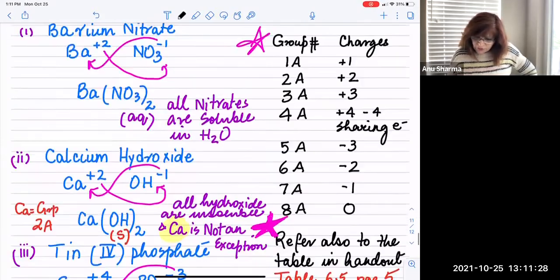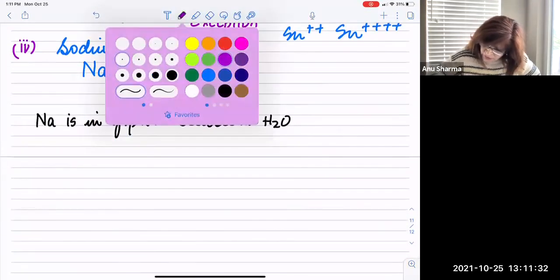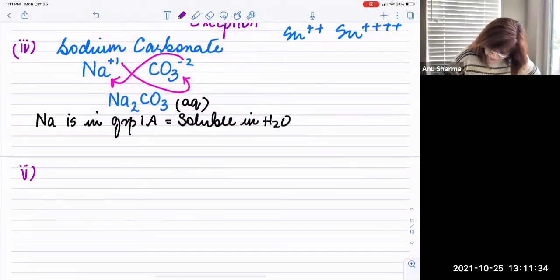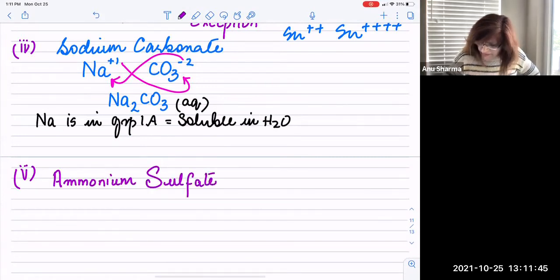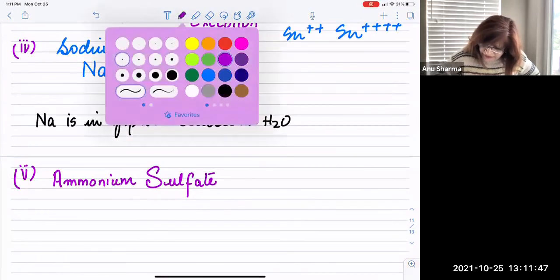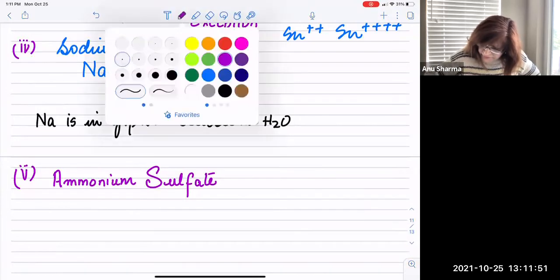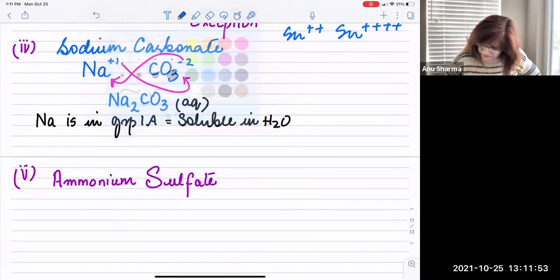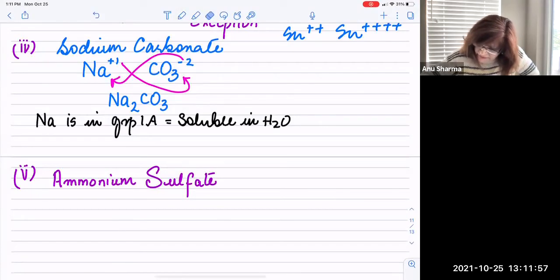Then let's do one more. And that is ammonium sulfate. So ammonium sulfate is NH4. Let's put this here, red color.